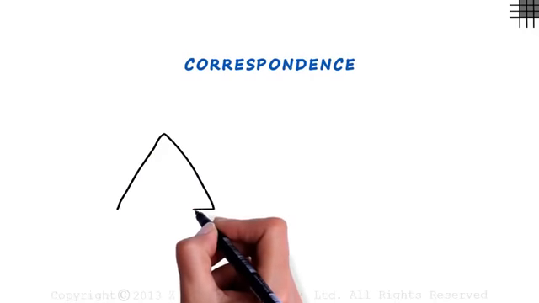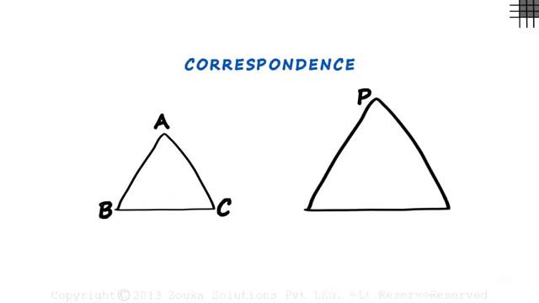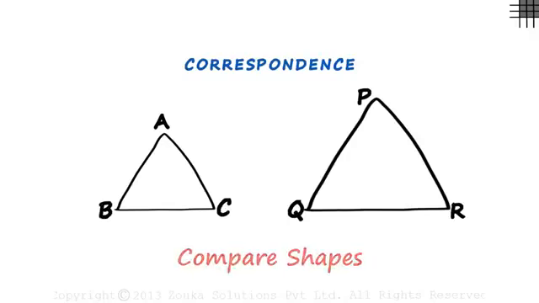What is correspondence in triangles? Now consider two triangles, triangle ABC and triangle PQR. Forget congruency for a moment. You can look at the two triangles for various other reasons. It can be to compare their shapes, or know their types, or maybe to know if they are similar.